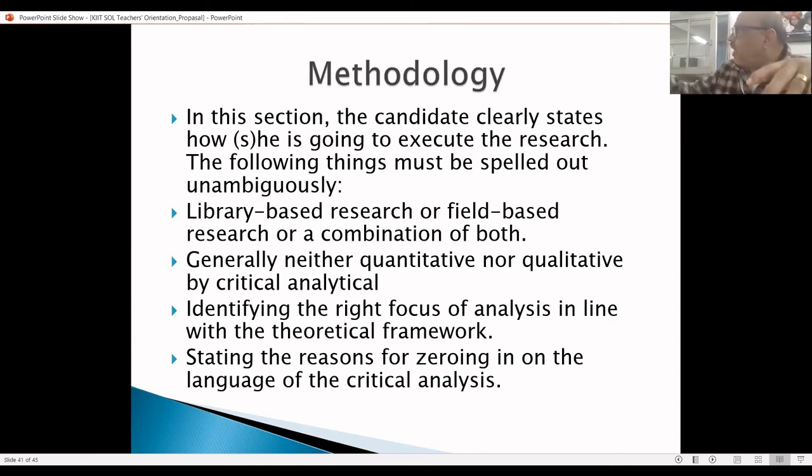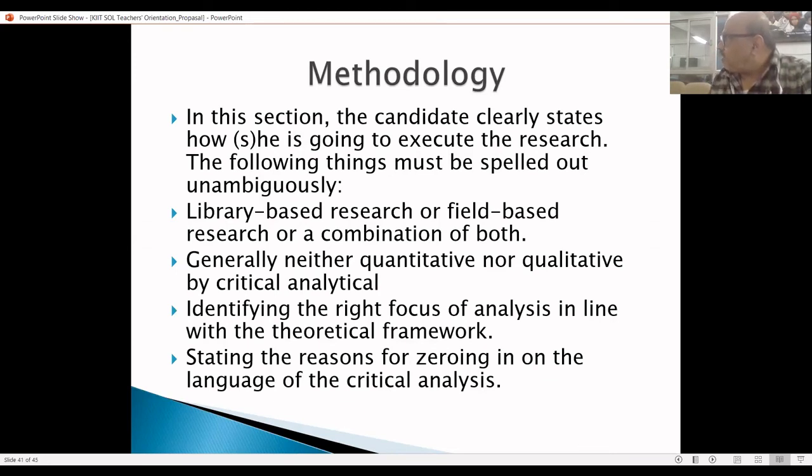But as I said earlier, what thing in the critical analysis? That has to be specified: identifying the right focus of analysis in line with the theoretical framework. So it is the theoretical framework that will tell the student whether the student is going to focus on the delineation of character, or imagery, or metaphor, or verbal density, or whatever. And stating the reasons for zeroing in on the language of critical analysis. So the textual component on which we give focus will also determine the direction of the language of the critical analysis, the researcher's own critical analysis.